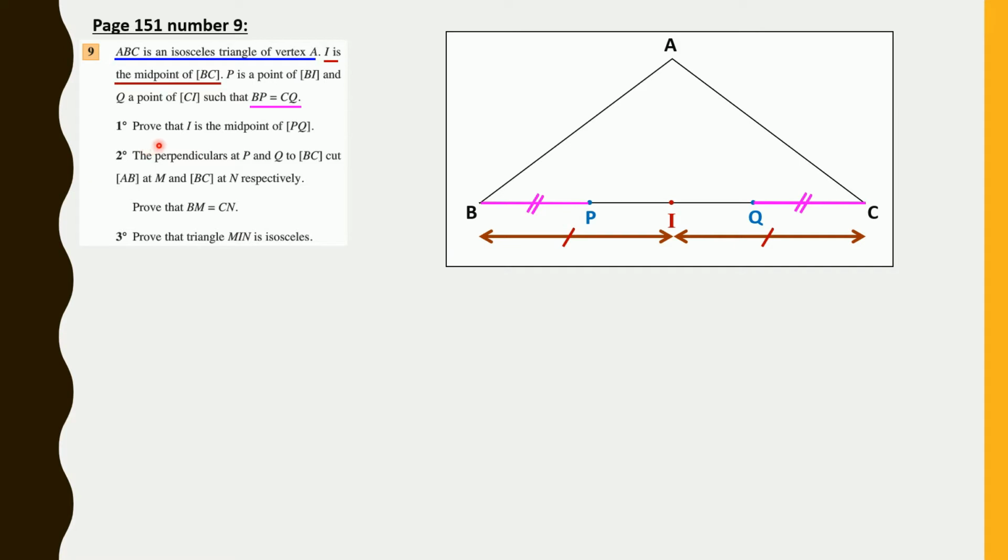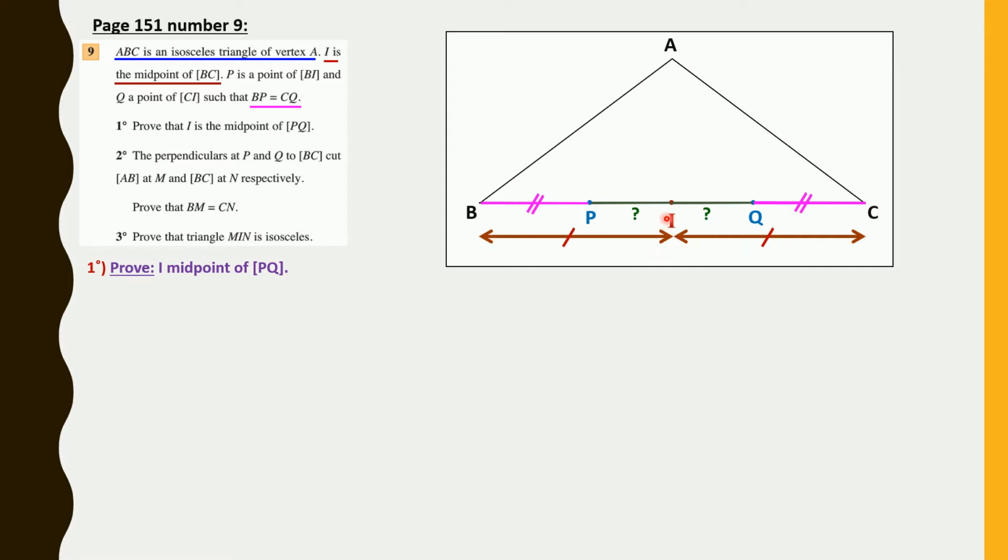First question, prove that I is the midpoint of segment PQ. Question 1, prove, underline, I is the midpoint of PQ. So we need to prove that I is the midpoint of PQ by proving that the two segments IP and IQ are equal. Let's try to prove it. Now looking at the given information, we know that BP equals QC and IB equals IC, midpoint effect.